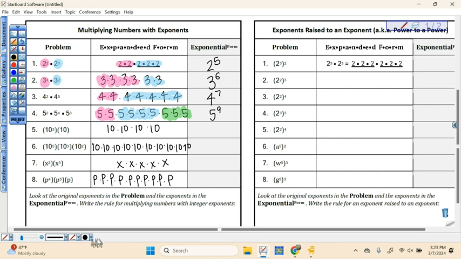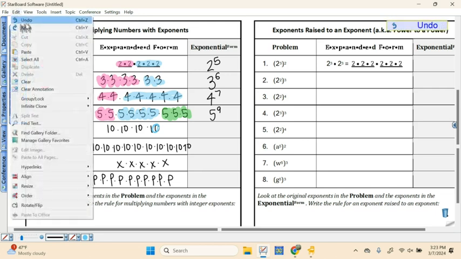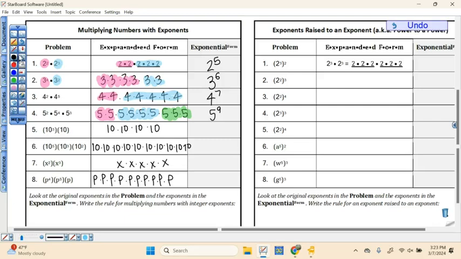10 cubed times 10, just 10. Yes, 10 to the power of 4.